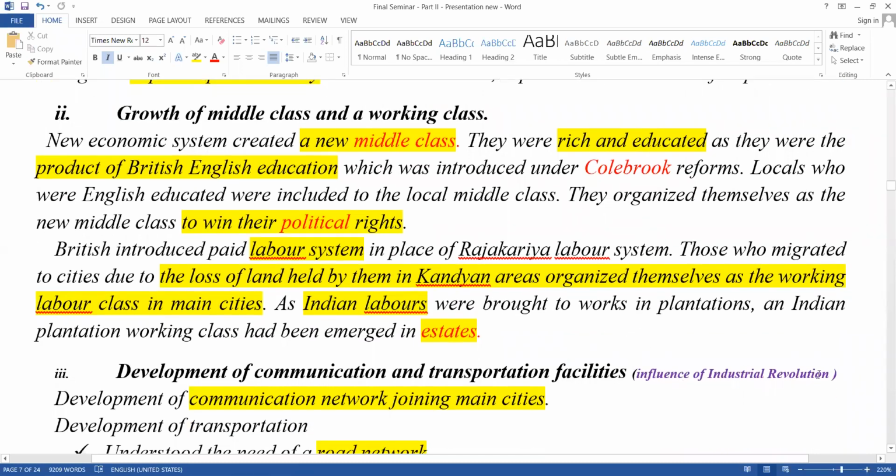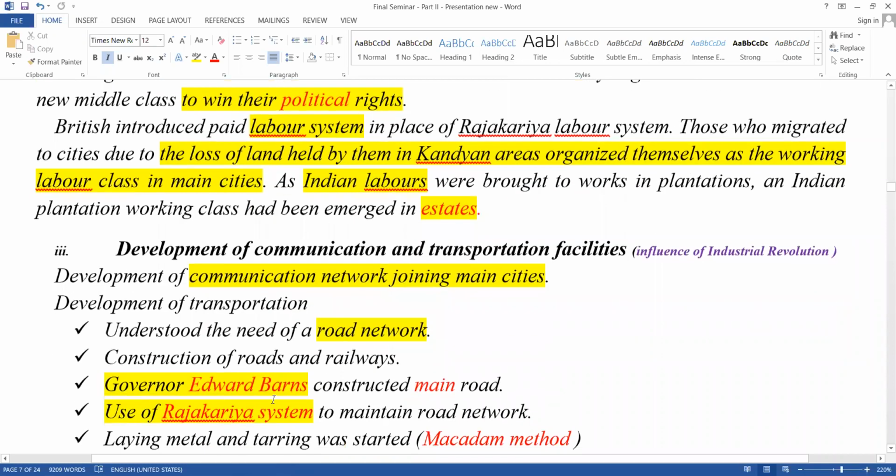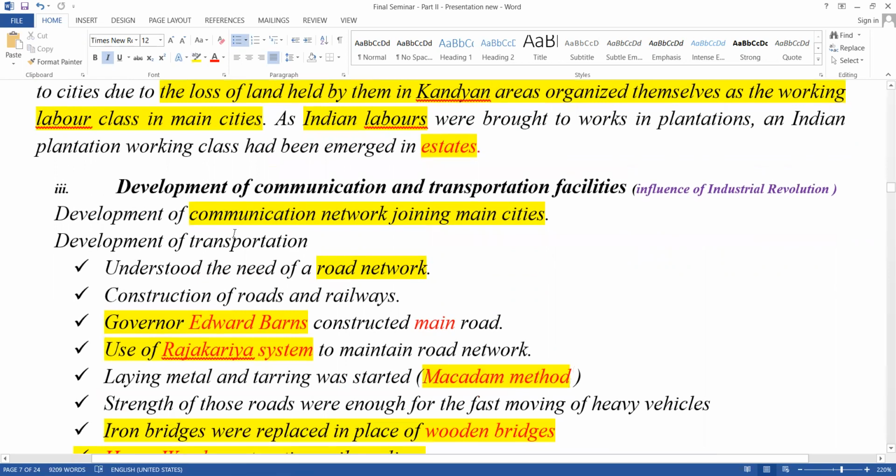Development of communication and transportation, exactly the influence of the industrial revolution. The development of a communication network joining main cities, and the road network by Governor Edward Barnes. And he used the Rajakariya system to construct roads. And this can be written as an economic change. And the Macadam method in constructing the road network. John Macadam introduced the Macadam method. The strength of those roads was enough for the fast moving of heavy vehicles. Iron bridges were placed in place of wooden bridges.